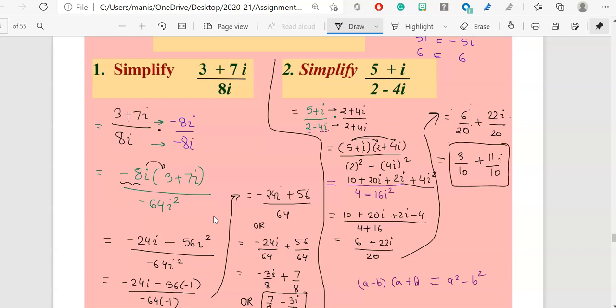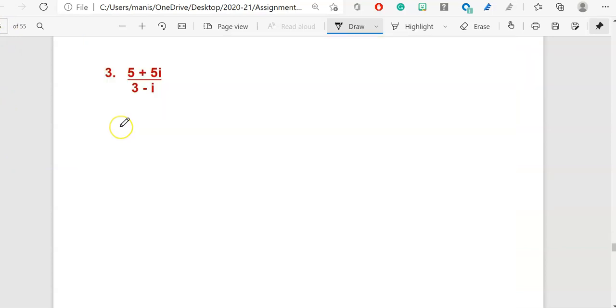I know it is a little bit lengthy when you divide two complex numbers, but once you know the concept of how to multiply, it becomes easy for you. It will be the same steps each and every time whenever you are dealing with division of two complex numbers. All right, let's look at this problem. Same thing, division. So I will multiply by the conjugate, 3 minus i. Remember the i part, so it will be plus i.